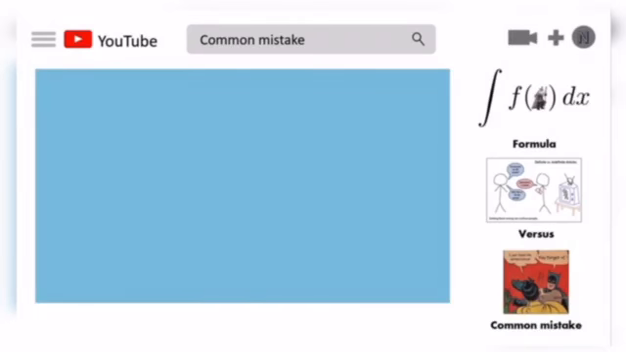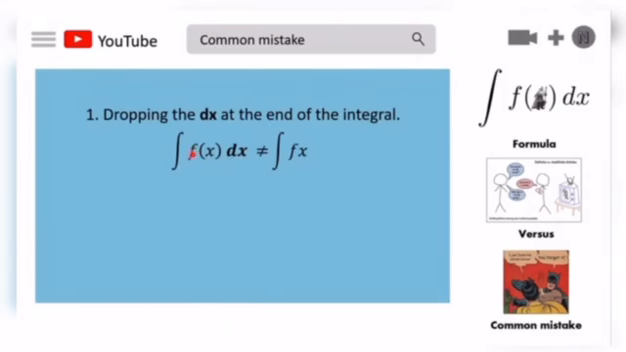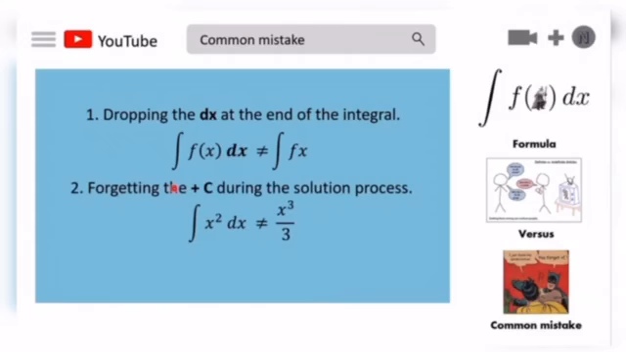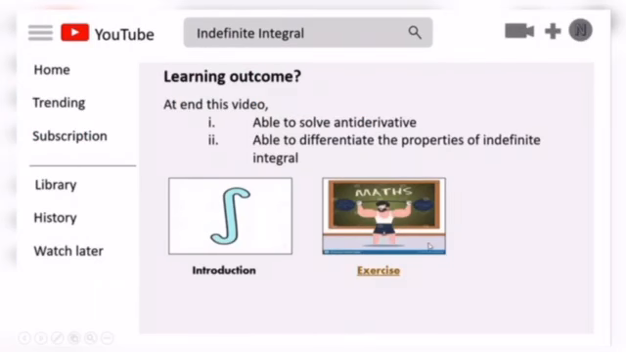Sometimes when we do this, there are common mistakes we encounter. First, dropping the dx at the end of the integral. The integral of f(x) dx is not equal to the integral of f(x), because the dx is a symbol of the derivative. Next, forgetting the plus c during the solution process. When we integrate x squared dx, it's not the same as x cubed. Even though this is correct, we need some exercise.